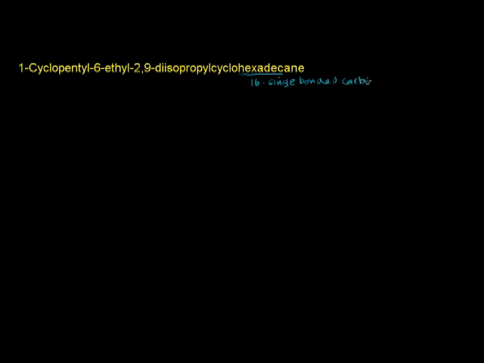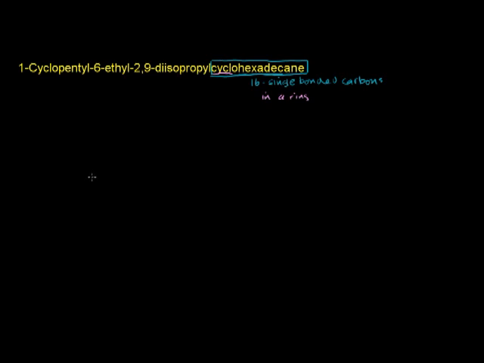So this is 16 single bonded carbons, and it's cyclohexadecane. Cyclohexadecane. So 16 single-bonded carbons in a ring. So this part of it right here, the cyclohexadecane, let's draw that part first.